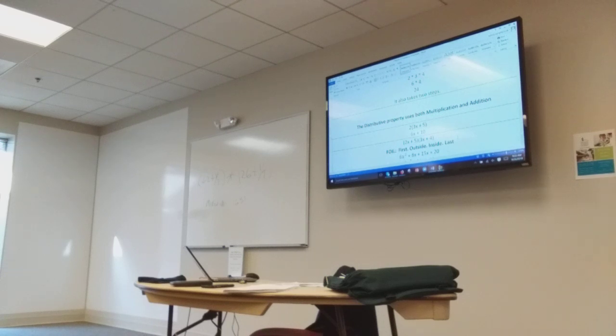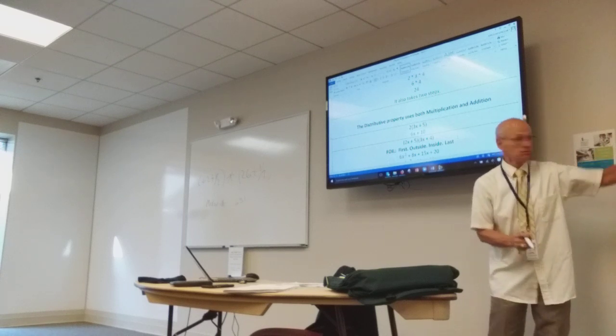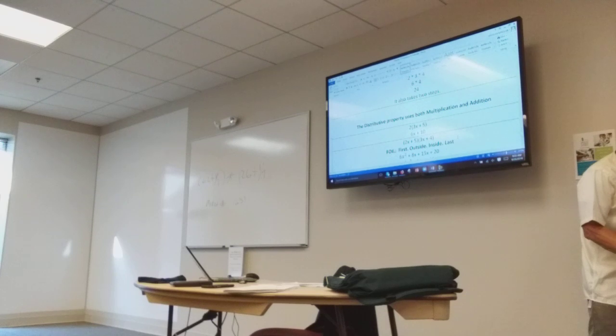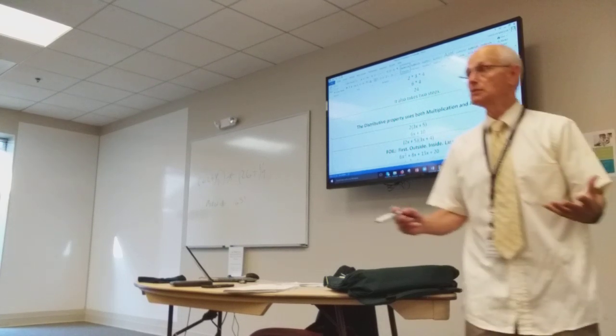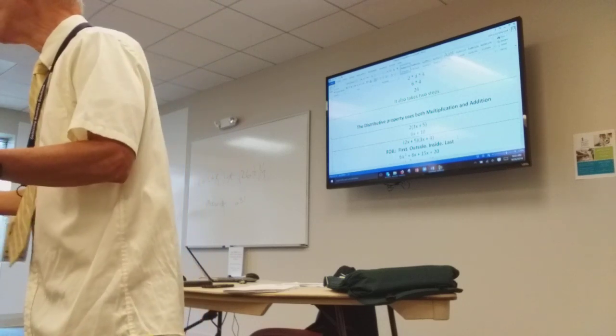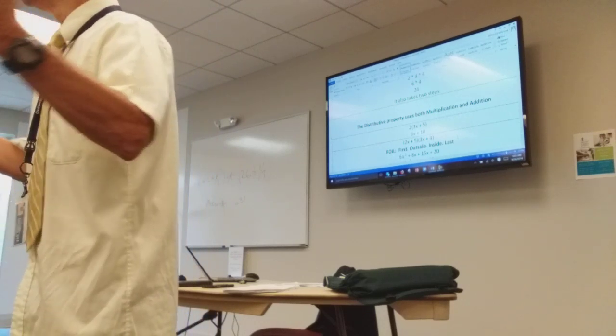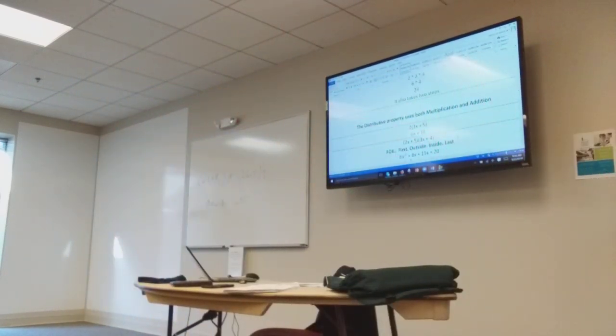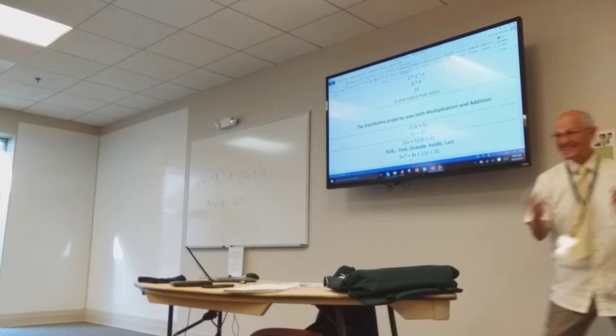FOIL. F stands for first. 2x. You agree 2x is first? Yes. Do you agree 3x is first? Yes. 2x times 3x. How do we multiply? What is 2x times 3x? 6x squared. That's how we multiply.